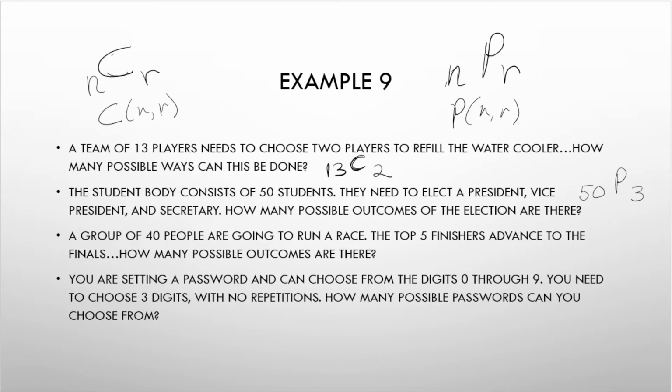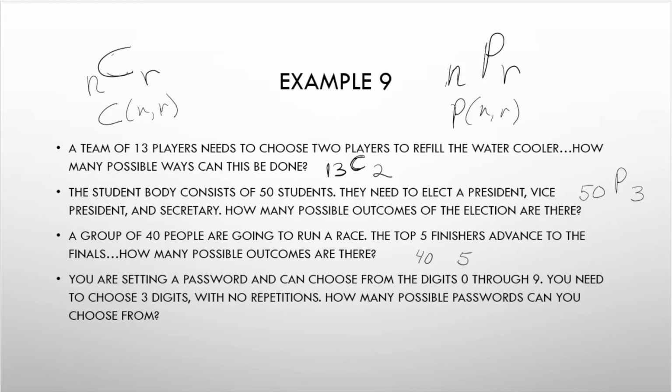On our next one here, a group of 40 people are going to run a race. The top 5 finishers advance to the finals. So how many total people? 40. How many am I picking? 5. Now, does it matter what order those top 5 finish in? Or do they all get the same thing?